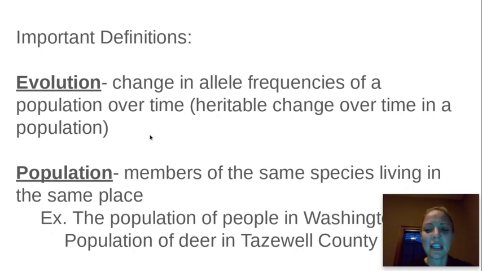But before we do that, let's make sure we all understand what a population is. A population is defined as the members of the same species living in the same place. For example, the population of the people in Washington. It's pretty simple. Or the population of deer in Tazewell County. So let's make sure we know what a population is. So, change in a population over time. Let's look at this example.